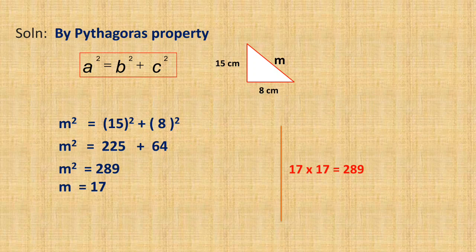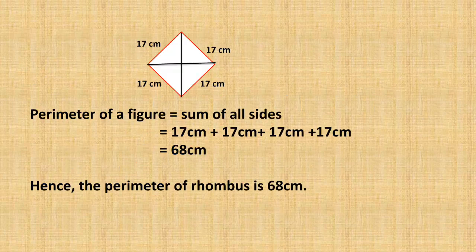You have to multiply the same number to check the squaring. 17 into 17 is 289. Now you are having the hypotenuse side as 17. You are having 4 right angles with 4 hypotenuses, so 17 centimeter on all the 4 sides.